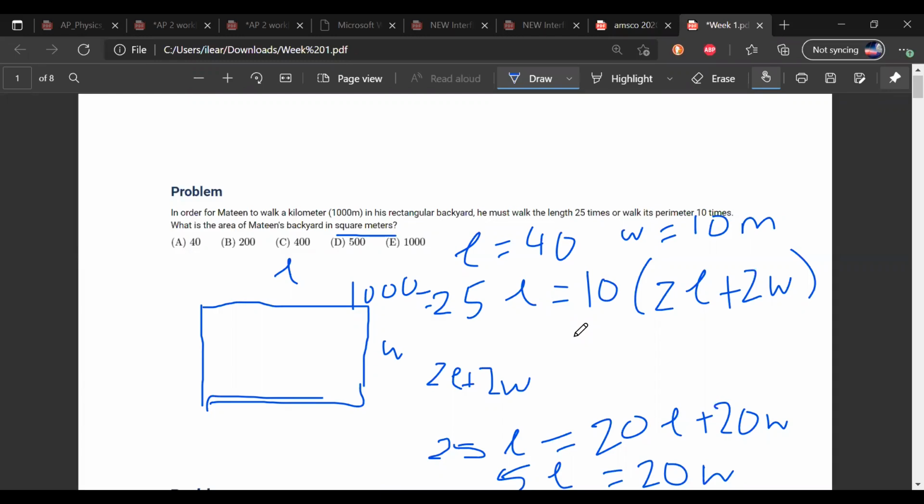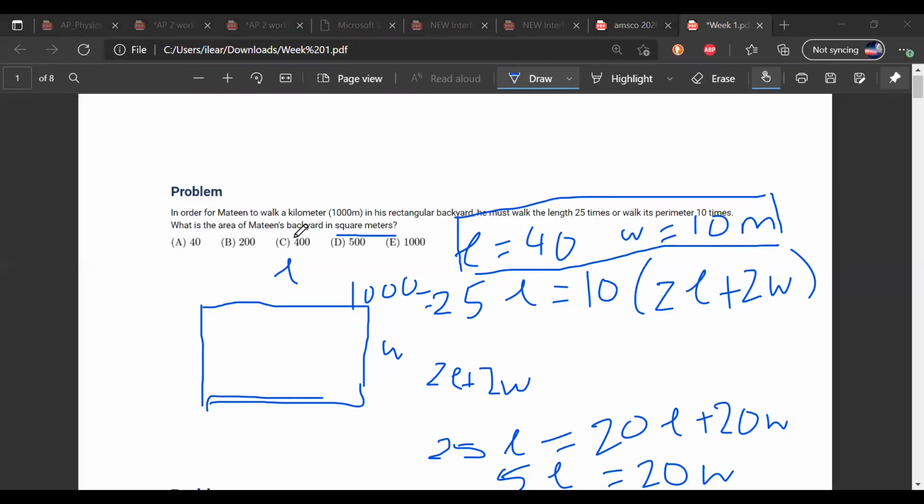So can anyone tell me what the area is? Now we know the length and width. Oh, oops, that was terrible. 400 square meters. Good job. It is indeed C.